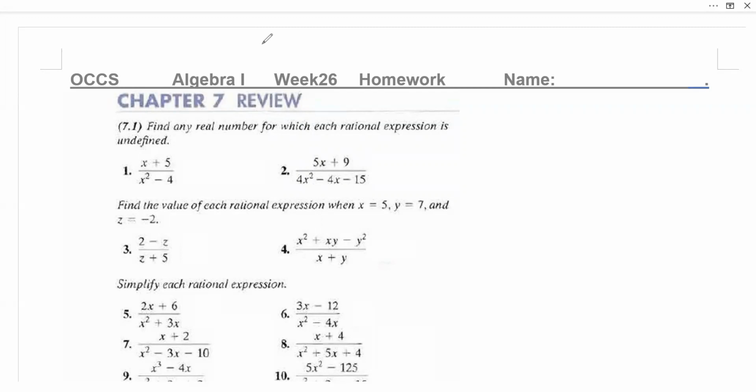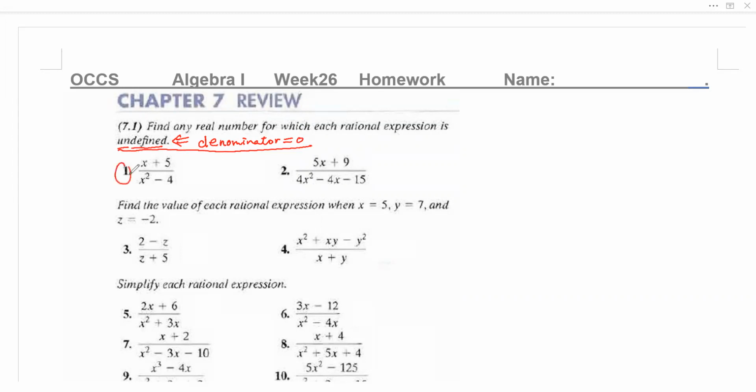Okay, first, let's see this first question. Find any real number for which each rational expression is undefined. What situation makes it undefined? When the denominator becomes 0, right? When the denominator becomes 0, it is undefined. So that's really easy for us.